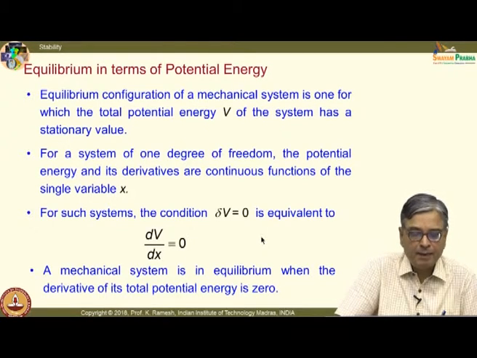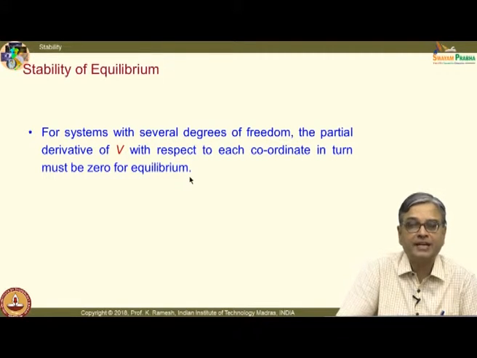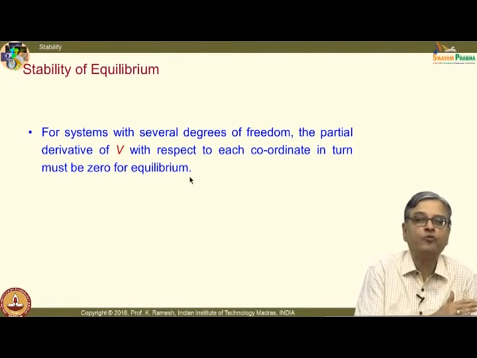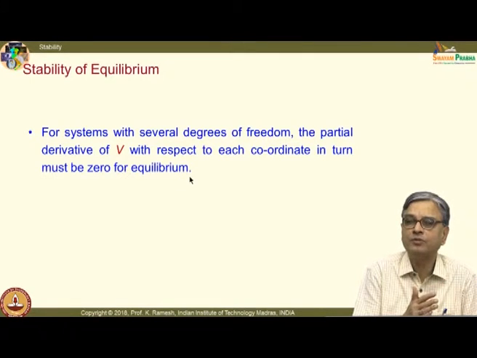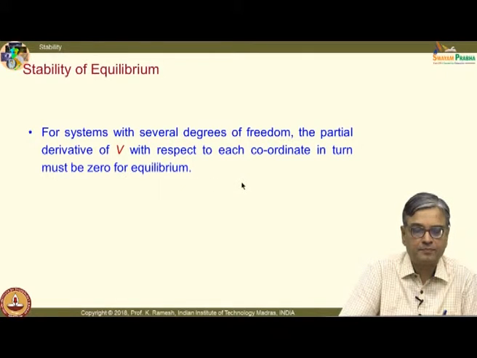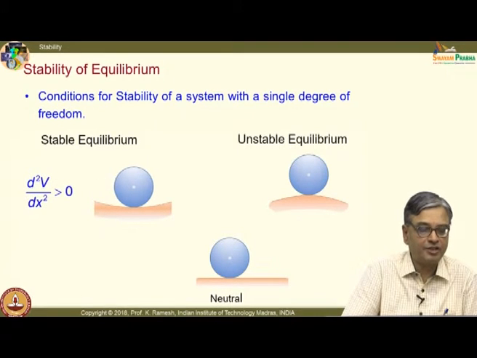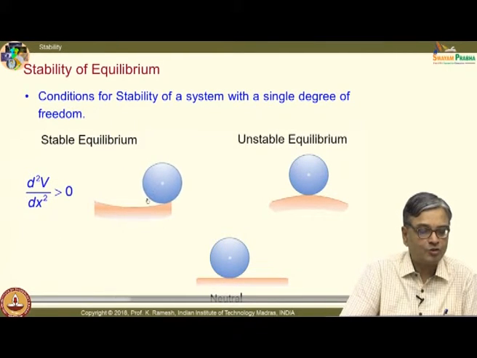Suppose I have a multi-degree freedom system. Instead of a total derivative like what we have seen, the partial derivative of V with respect to each coordinate in turn must be 0 for equilibrium. That is why the difference comes when you move from a single degree freedom system to multiple degree freedom system. And you must have learnt this in your earlier courses.